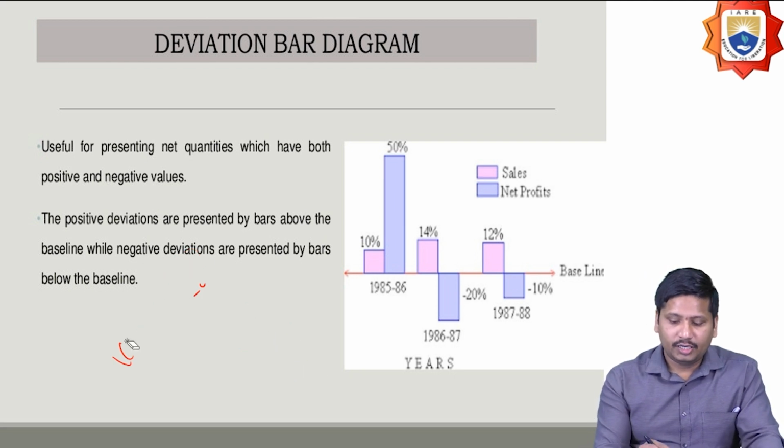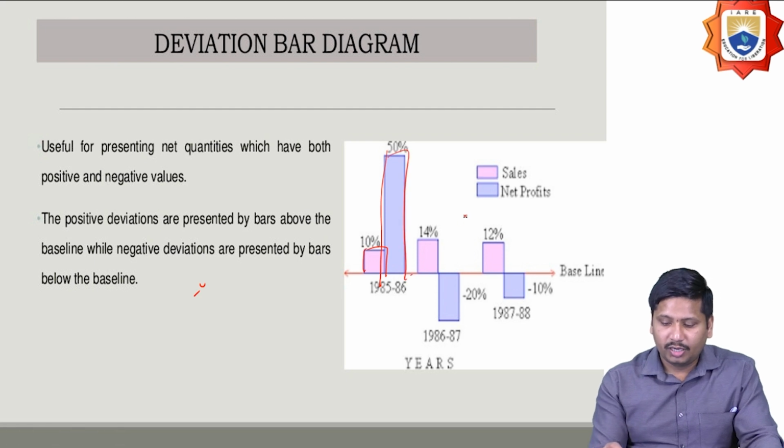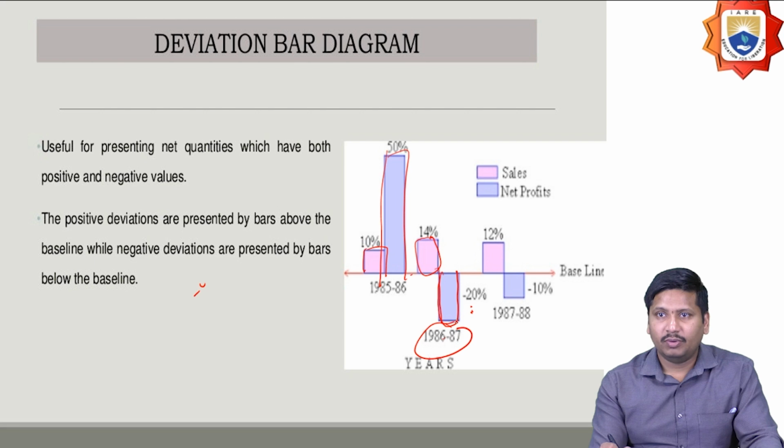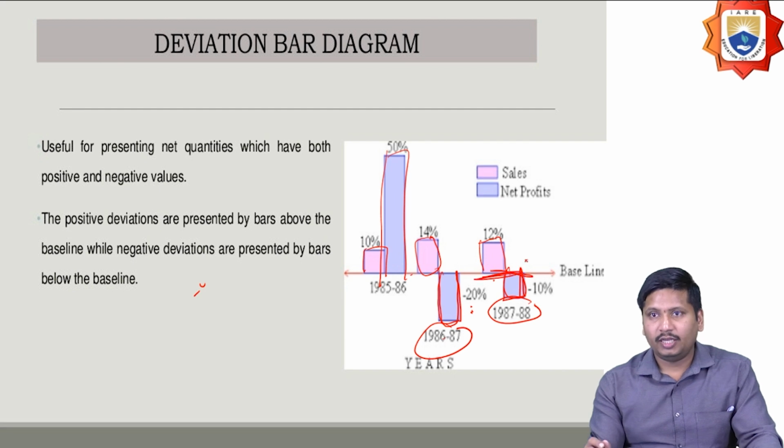So in 1985 to 86, I would like to know the sales percent and net profit percent. In 1986 to 87, the sales is 614%, but the net profit becomes negative here, minus 20%. So that's why I have to represent this bar below the baseline. Similarly, in 1987 to 88, the percentage of sales will be 12% and net profit will be minus 10%. That's why I have to represent the bar below the baseline here.